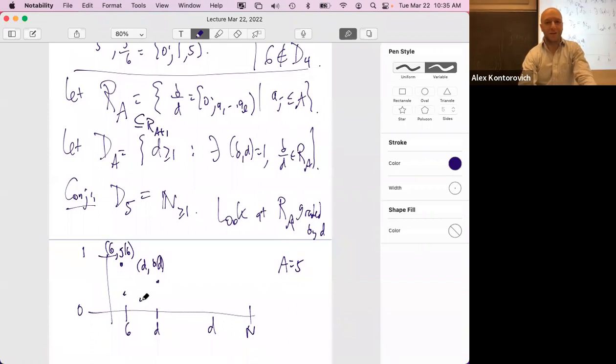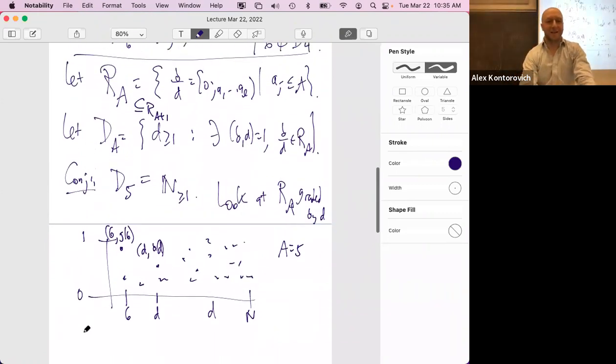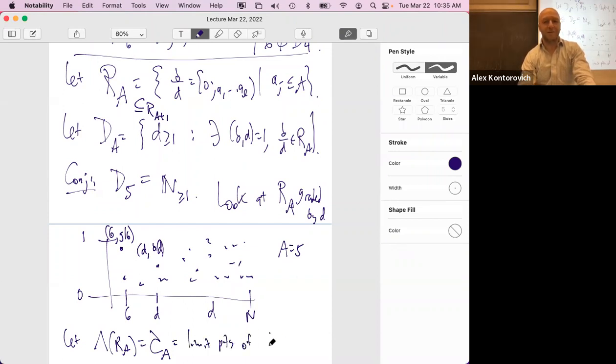Okay, and what you'll notice is that they sort of grow in certain directions. There become certain horizontal bands. And what those horizontal bands are, it's very interesting, are the limit set. So let L of RA, which I'll often denote instead as CA, be the set of limit points of RA. So what are the limit points of these rational numbers? How do you get a limit point of this?